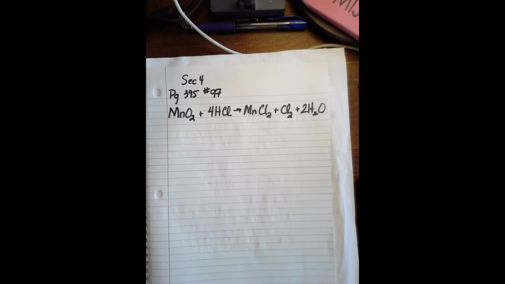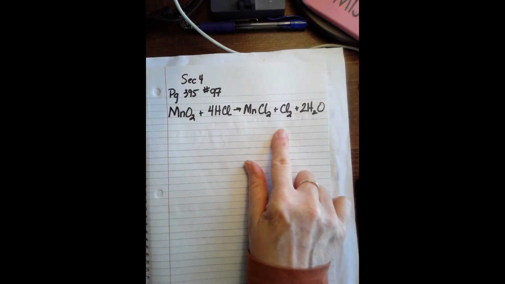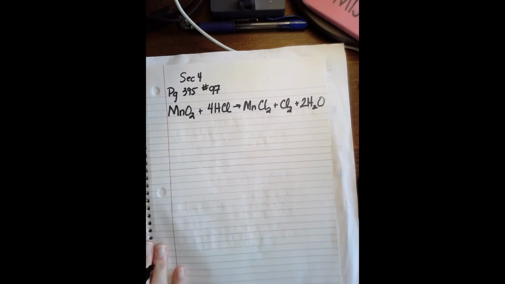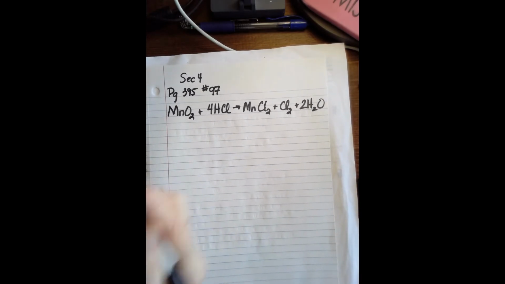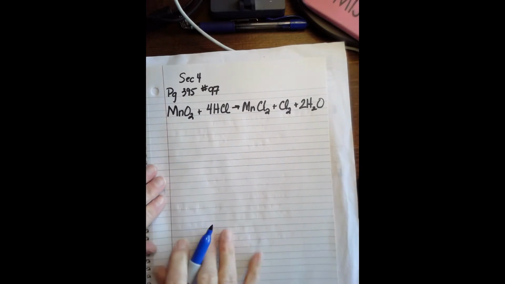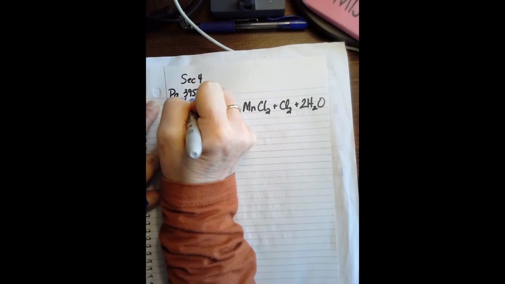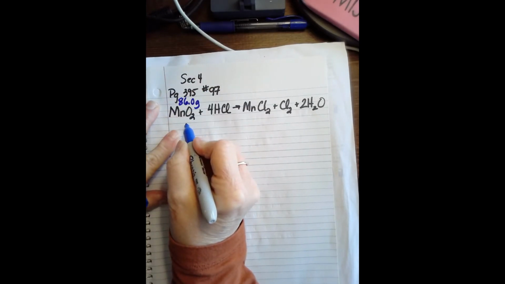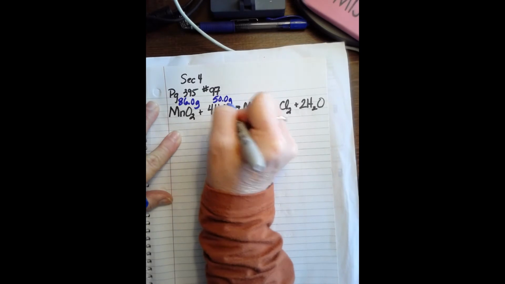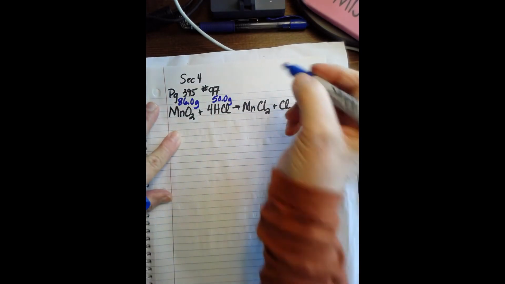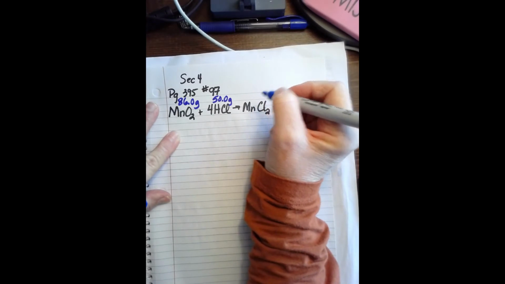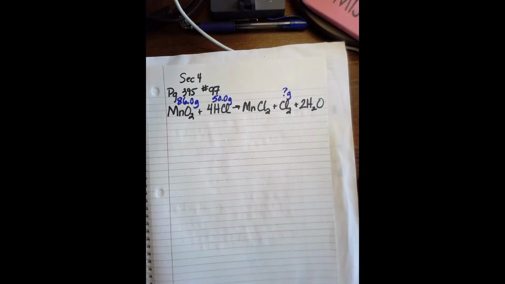So let's look at number 97. This says that chlorine forms from the reaction of hydrochloric acid with manganese 4 oxide, and we have a balanced equation. Calculate the theoretical yield and the percent yield if, and here's where I'm going to put my data in, I have 86 grams of manganese 4 oxide, and I have 50 grams of hydrochloric acid available. And the question is theoretical yield of chlorine. So how much chlorine?